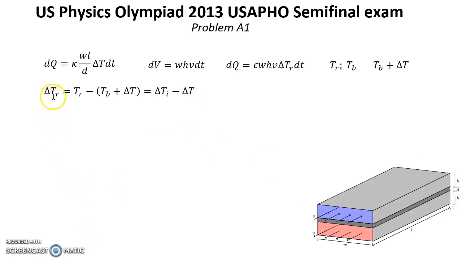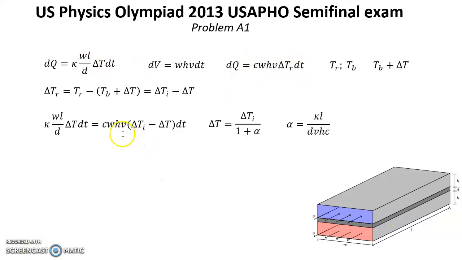Now we can insert this TR into this expression for dq and equate them. So from this equation we can find delta T, which is delta Ti over 1 plus alpha, where alpha is this coefficient.